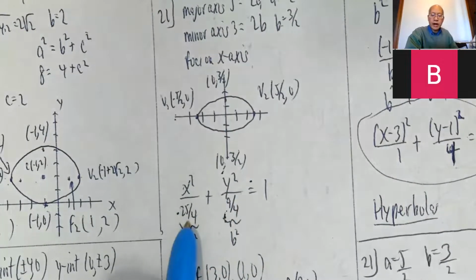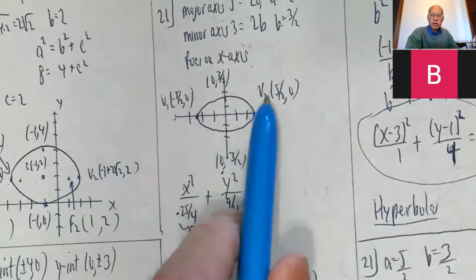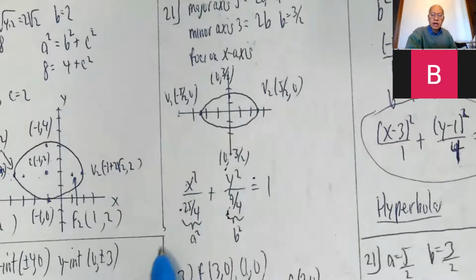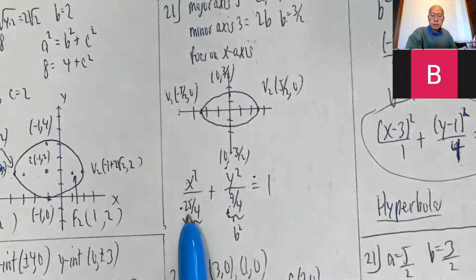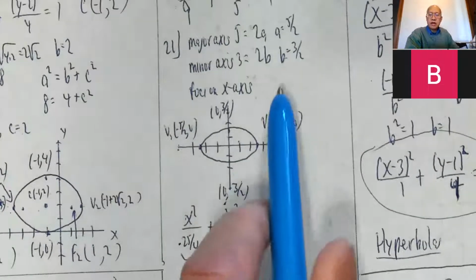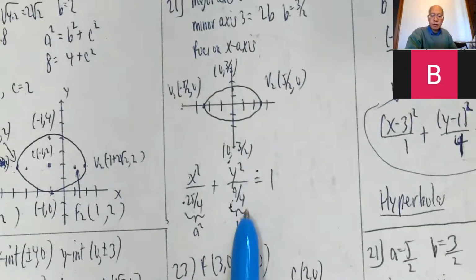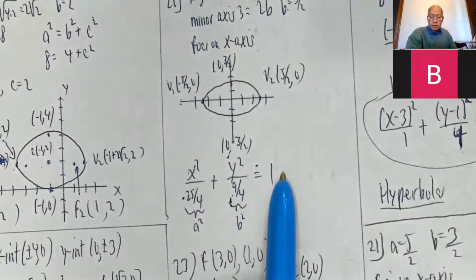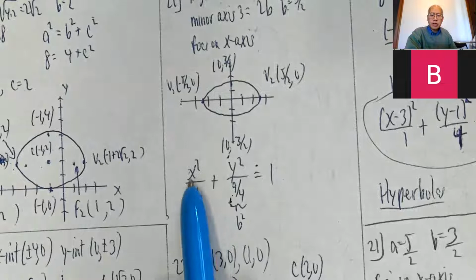It's x squared over a squared. A squared, so 5 halves squared is 25 over 4, plus y squared over b squared. B squared is 9 over 4, equals 1. Okay, as far as I'm concerned, you can leave it like that.